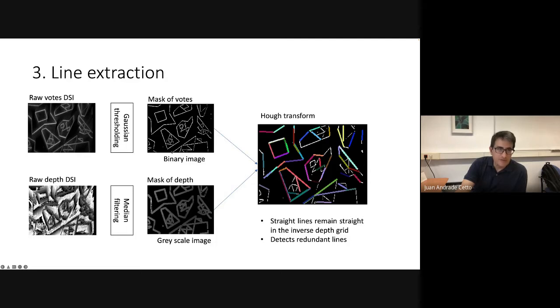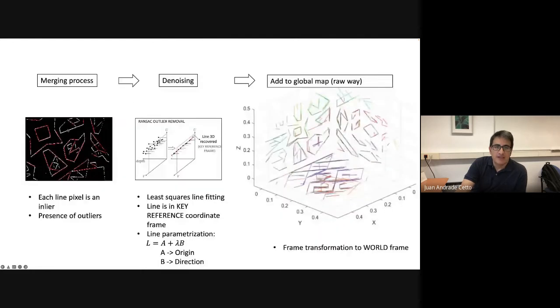After the Hough transform, you will do some merging so that you get larger lines, and you will also do some runtime removal of outliers. And you will, in the end, have a list of different lines that you will want to add to your global map. So this will be, for instance, the lines that you will add into the map.